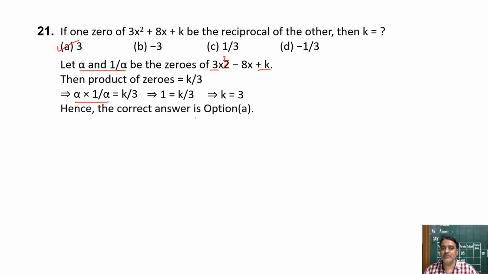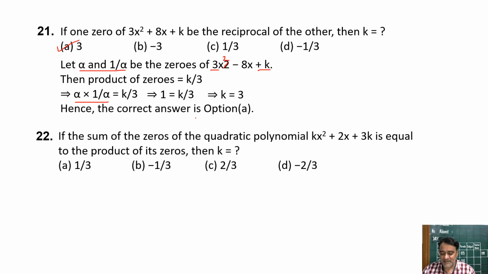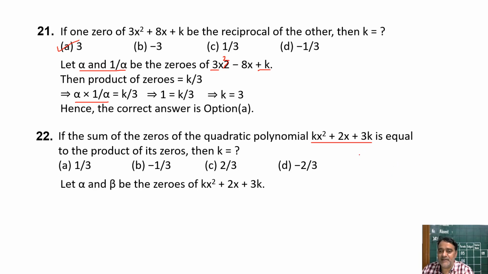So now we are moving toward question number 22. If the sum of the zeros of the quadratic polynomial kx square plus 2x plus 3k is equal to the product of its zeros, that is alpha plus beta is equal to alpha beta. Question is clear? Yes. Right. So first we will find alpha plus beta. What is the formula of alpha plus beta? Minus b by a. So what you will get from here? Minus 2 by k.